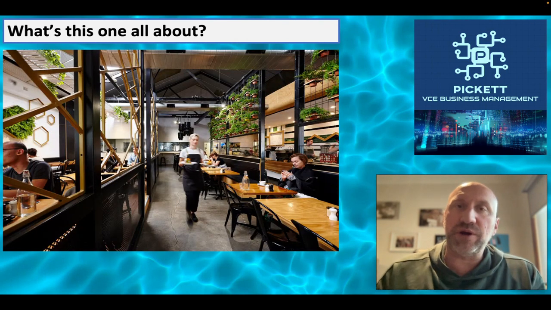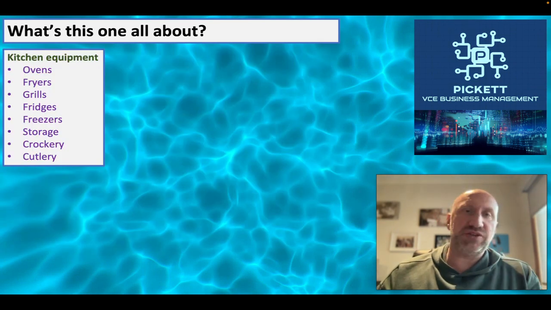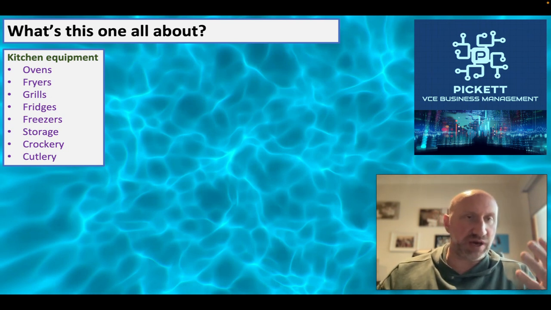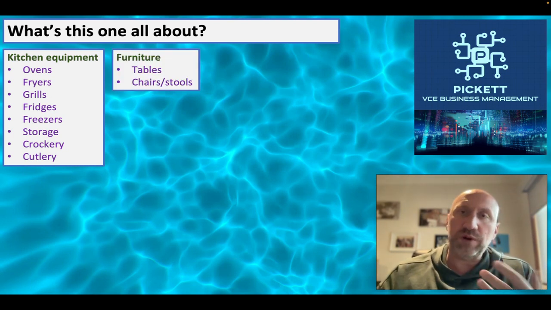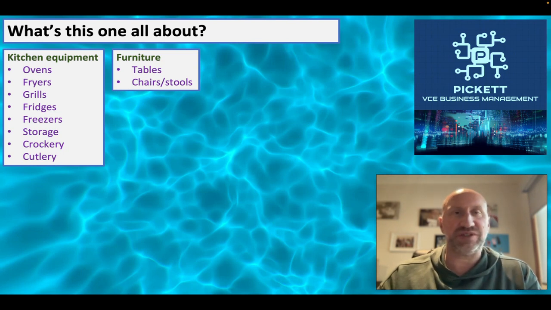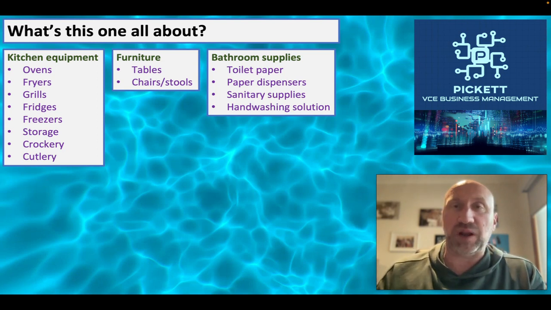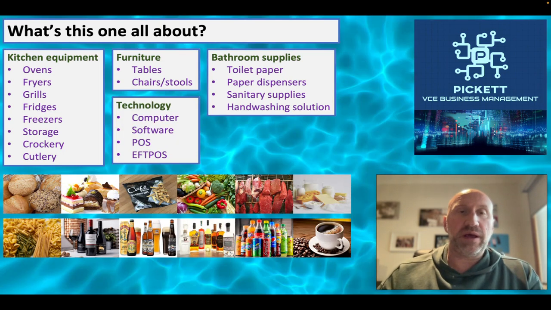If you're going to open a restaurant or a cafe type business, you need to think about where you're going to get your kitchen equipment from. And even within kitchen equipment, there's a whole ton of different types of equipment that you're going to need. Then what about where the customers are going to be sitting? Tables, chairs, stools, that sort of stuff. So all the different furniture. You're going to have bathrooms probably, so all of the different supplies that you need to operate the bathroom. Technology, computer software, your point of sale equipment, EFTPOS machines, all that sort of stuff.